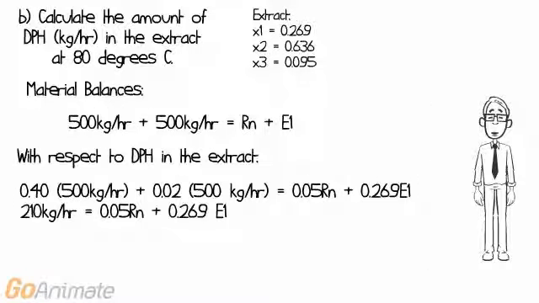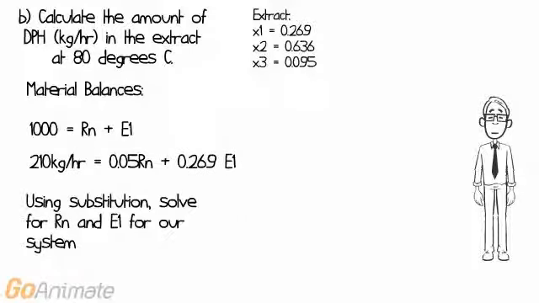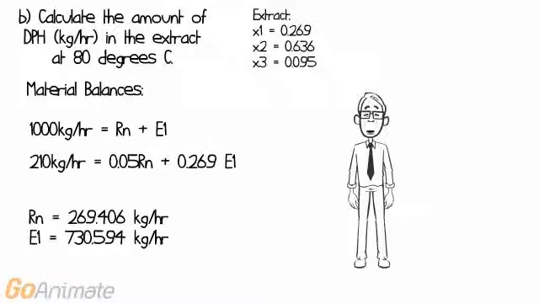Next we solve the material balance with respect to DPH. We can simplify this down to 210 kg per hour is equal to 0.05 R sub N plus 0.269 E sub 1. We can then use substitution or linear combination to solve for R sub N and E sub 1. These will be equivalent to our raffinate and extract flow rates respectively. You should end up getting a value of 269.406 kg per hour for the raffinate and 730.594 kg per hour for the extract.